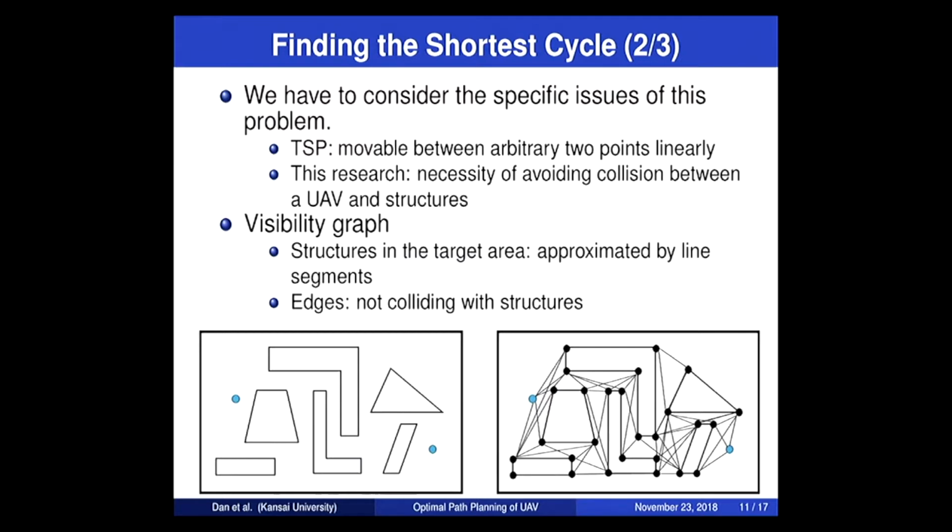So for this purpose, we make the visibility graph. Structures in the target area should be approximated by line segments, and we will make the visibility graph. In the visibility graph, the edges must not collide with any structures. Therefore, we omit such line segments, and we make the visibility graph like this. We then have to solve the TSP on this graph.